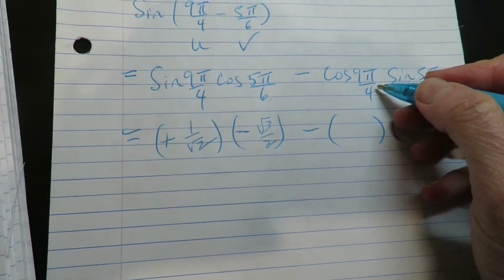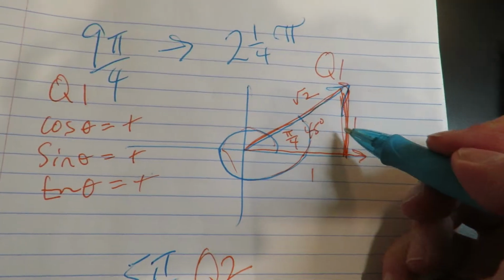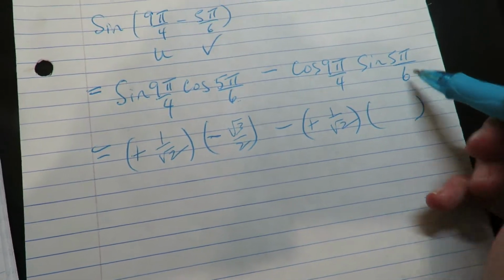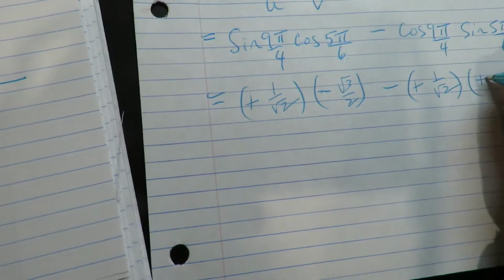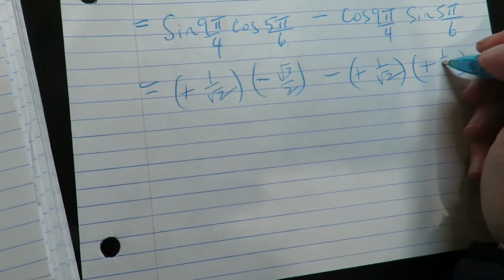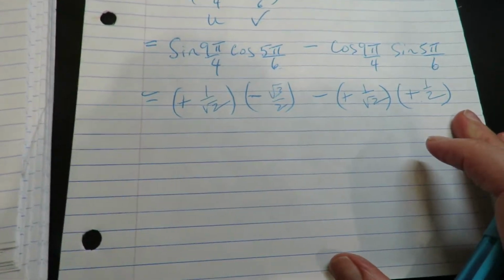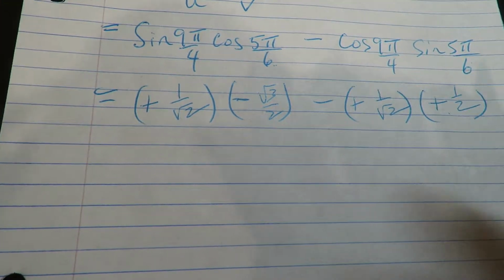Okay, now I need cosine of 9 pi over 4. Cosine in quadrant 1 is positive. Cosine here would be adjacent over hypotenuse, 1 over radical 2. Alright, then I need sine of 5 pi over 6. It's this one. Sine is positive in quadrant 2. Sine would be opposite over hypotenuse, 1/2. Alright, so really that is the most important step, I think, right there.